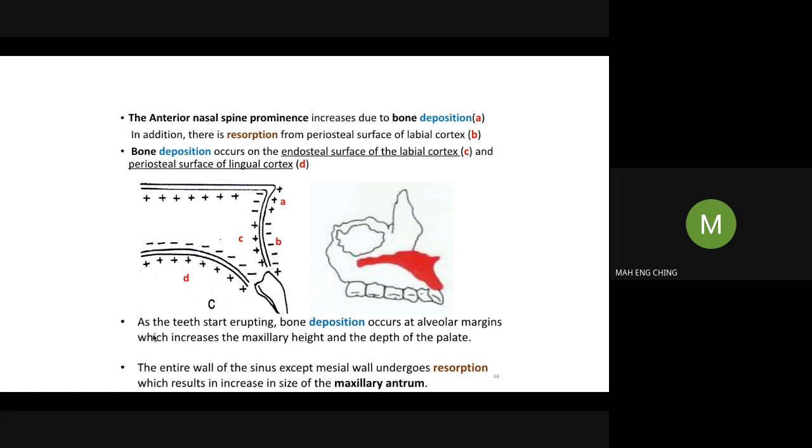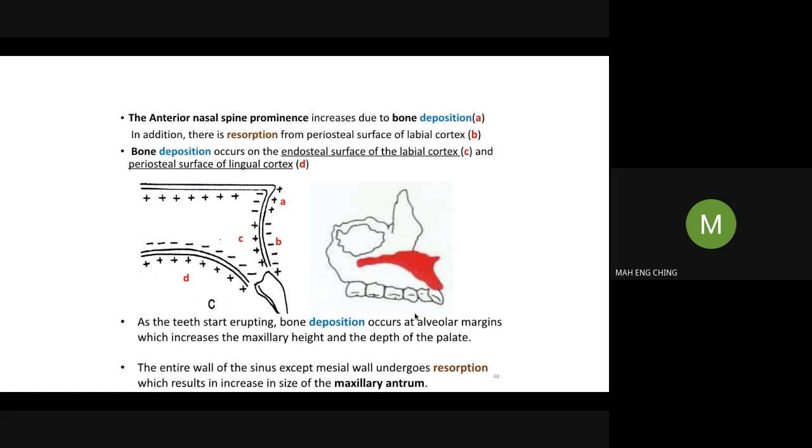So when the teeth start erupting, bone deposition occurs at the alveolar margins, which increases the maxillary height and the depth of the palate. So we have a vertical increase in the alveolar height, which is bone also. Then the palate becomes deeper, because the alveolar process grows longer. You notice the baby has a shallow palate. Then when you become an adult, you have a deeper palate, because the teeth become longer and the alveolar process becomes longer.